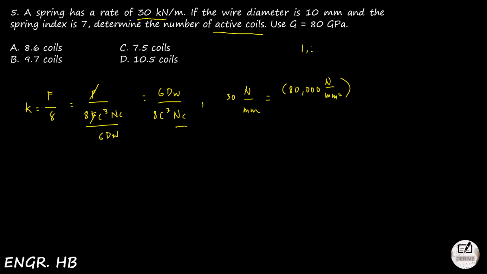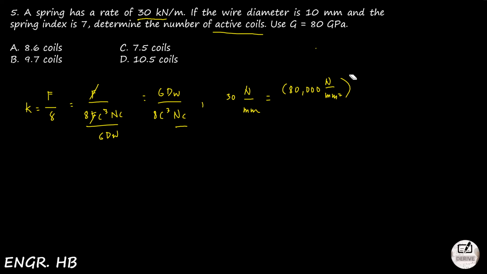Kasi 1,000, kailangan mag-multiply ka ng 1,000 para ma-convert si gigapascal into megapascals, because 1 gigapascal is equal to 1,000 megapascals. So, ayan, para ka lang mag-convert ng mabilisan. Just a little reminder.